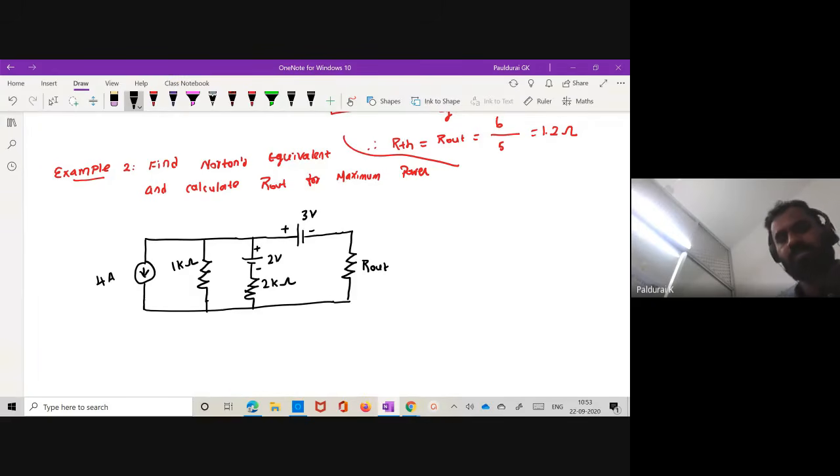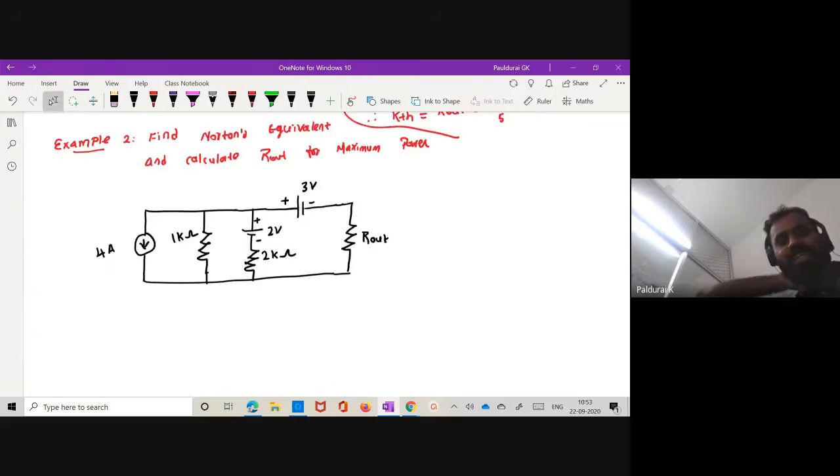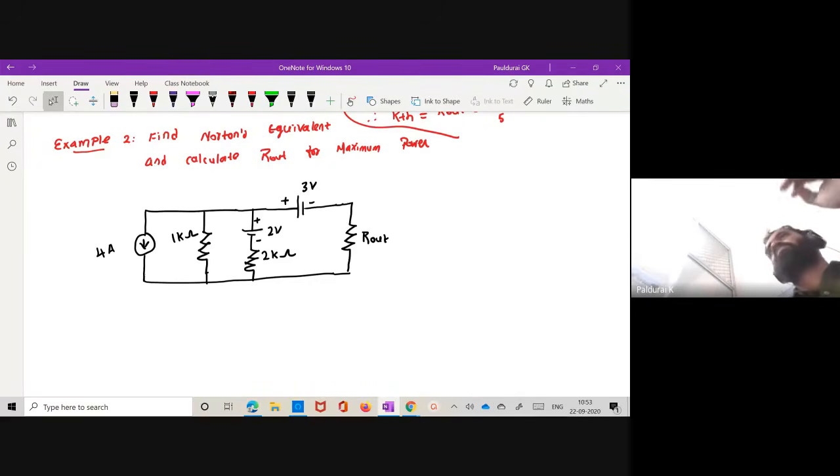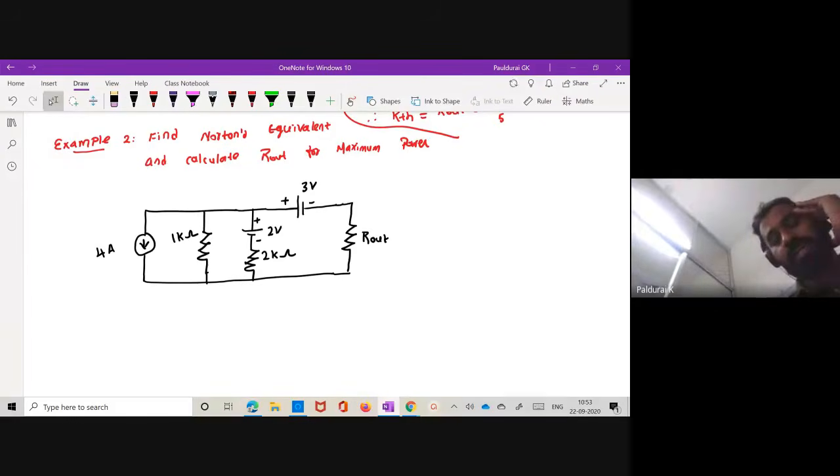Yeah, this is the problem. First, you find the Norton equivalent. Is it case 1 or case 2? Whenever they're asking to calculate Norton or Thevenin, you want to find which category it belongs to. Does it belong to case 1 or case 2?